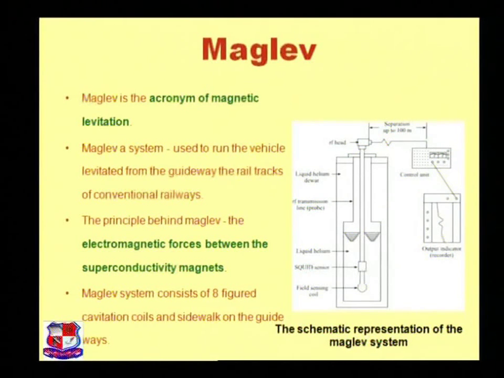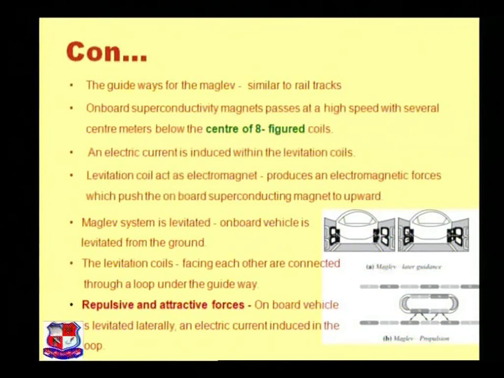Now the principle behind maglev is the electromagnetic forces between the superconducting magnets, and the maglev system consists of figure-eight levitation coils on the sidewalls of the guideways. Now the guideway for the maglev is similar to a rail track. Here the figure shows two rail tracks and the train. This is the figure of the maglev train. The on-board superconducting magnets pass at high speed several centimeters below the center of the figure-eight coils.